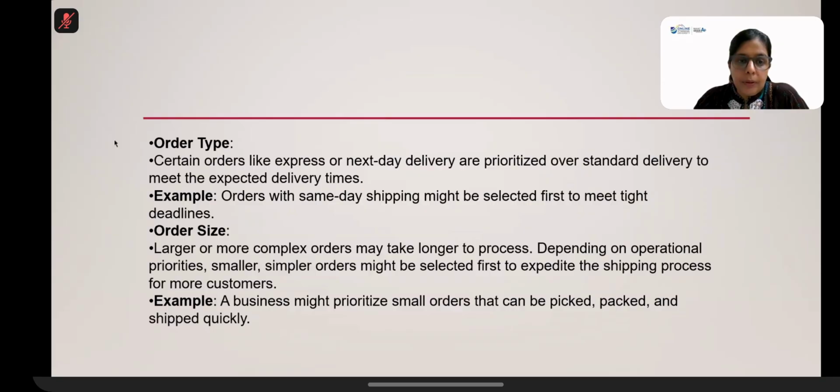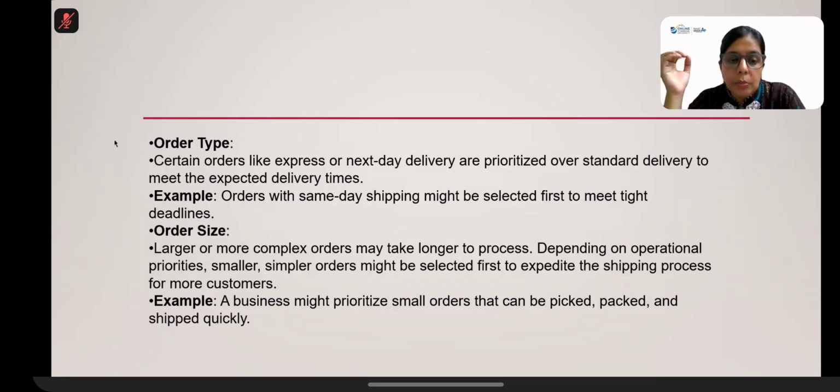Next is your order type. So there are different types of orders. There are different types of customers also. We have prime customers, non-prime customers. Okay, so certain orders like express order, next day delivery, where people are ready to pay higher shipping charges, higher delivery charges, but they want the product to be delivered quickly. So you have to dispatch them because they have paid a higher price for it. Okay. So certain orders like express or next day delivery are prioritized over standard delivery to meet the expected delivery times.